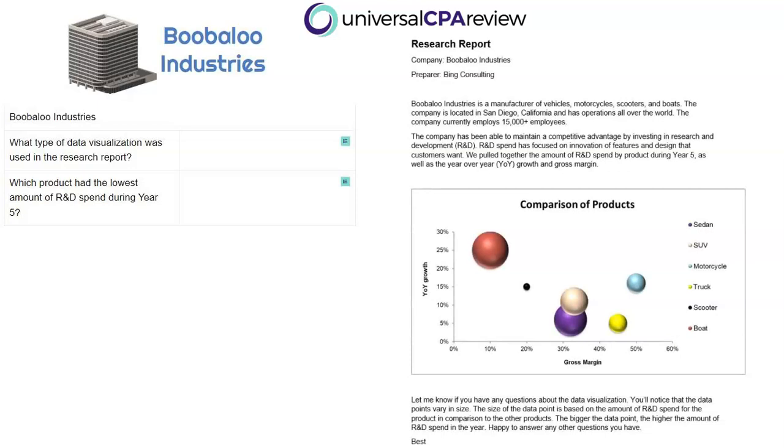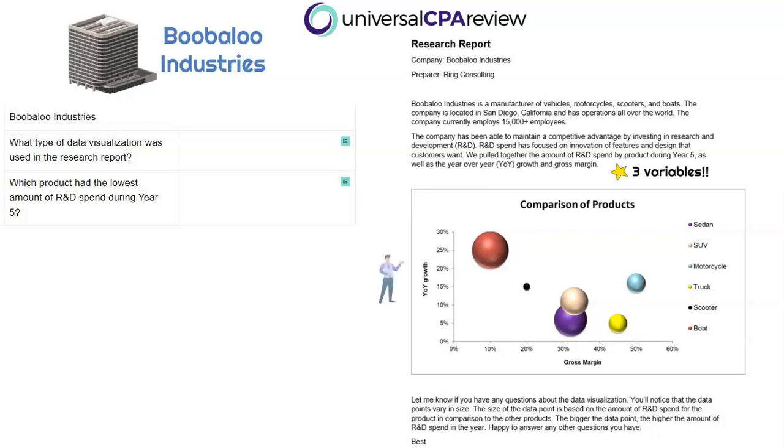The fourth and final company that we need to analyze is Boobaloo Industries. So bringing up the research report from Bing Consulting, again, we can read the top part. We see that Boobaloo, they manufacture vehicles, motorcycles, scooters, boats. It just seems like every sort of power vehicle. And the key thing that we need to read is actually this second paragraph. And it says that they pulled together the amount of R&D spend by product as well as the year-over-year growth and gross margin. So what's interesting about that, right, is that there's 3 variables included in this data visualization.